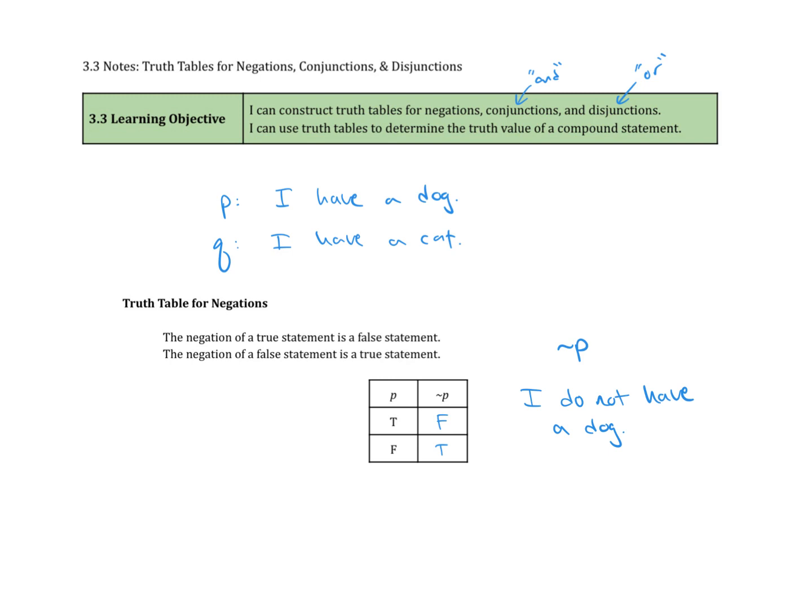So when we do a negation in a truth table, we just change the truth values to the opposite. If you have T, you switch it to F. If you have F, you switch it to T. So a truth table for a negation just shows that not P has the opposite truth values of P.